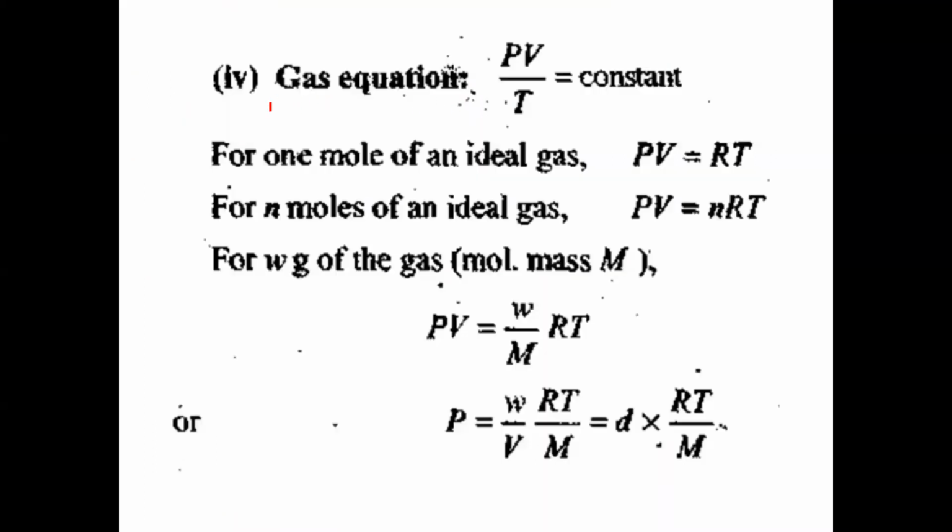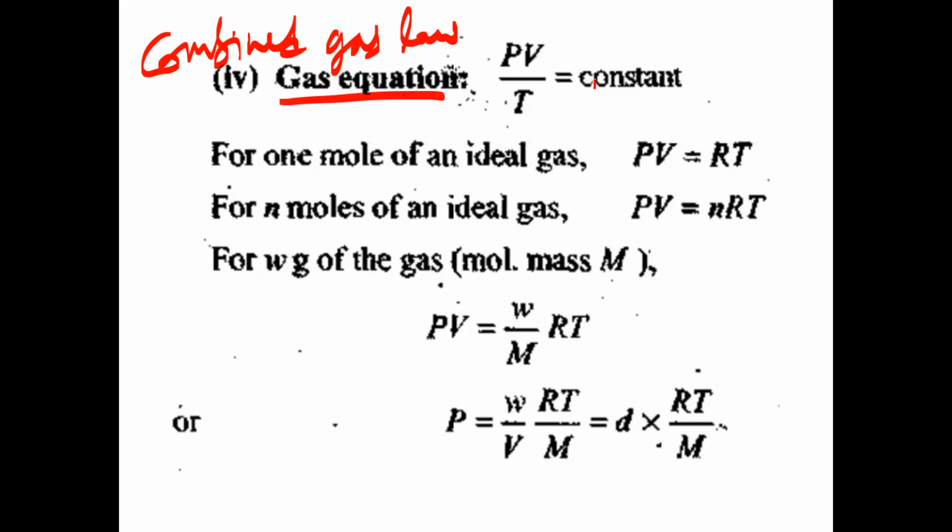Next, the gas equation. The combined gas law equation: PV by T is equal to a constant. Initially and finally, we write P1 V1 by T1 is equal to P2 V2 by T2. P1 V1 divided by T1 is equal to P2 V2 upon T2. This is called the combined gas law equation, because PV by T is equal to a constant.